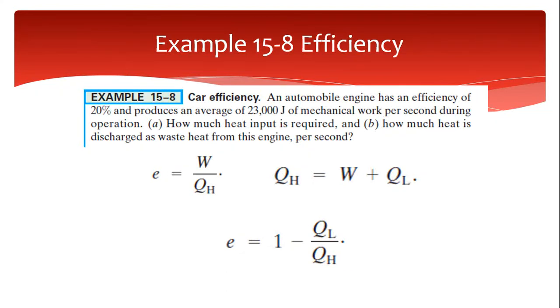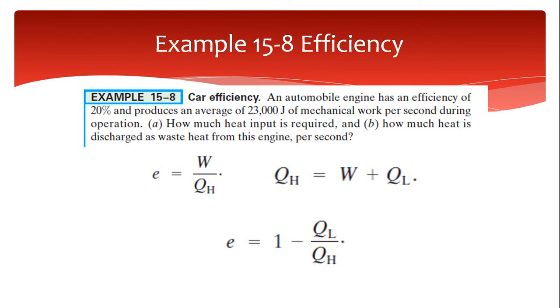Example 15-8 deals with efficiency, and you define efficiency as work over the highest level of heat, or the input heat. In this case, your highest level of heat can be defined as work plus your lowest heat, or heat lost. And since no machine is ever perfectly efficient, efficiency can also be defined as 1, being 100% efficiency, minus the proportion of heat lost to heat added.